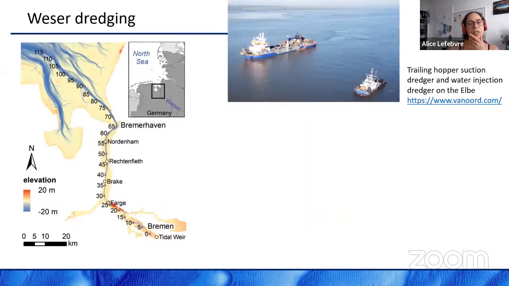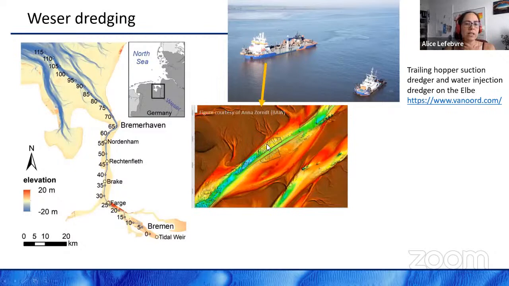And this is done in two main ways. In the outer estuary, so here, that's a picture from around here, we have dune fields, and over there they use the normal technique, which is to use a trailing hopper suction dredger, which is just sucking everything from the seabed to make it deeper. And that costs a lot of money. You can see it's a big ship, and then you have to take the sediment and put it somewhere else.